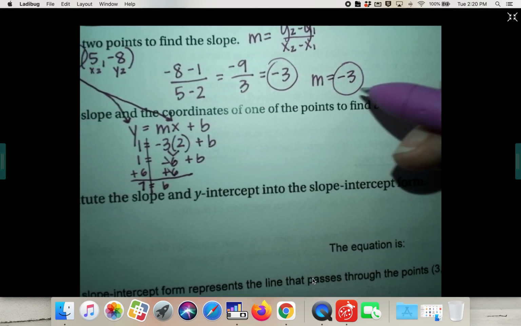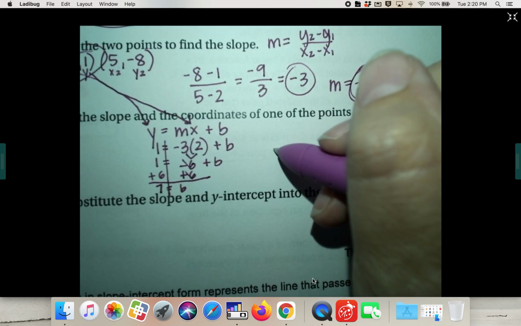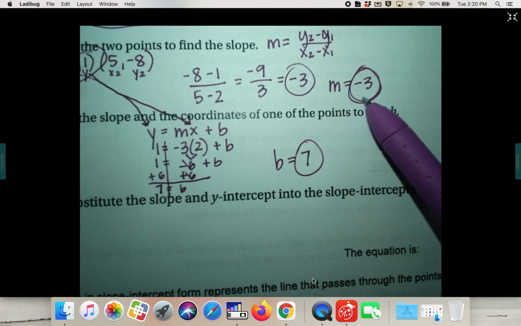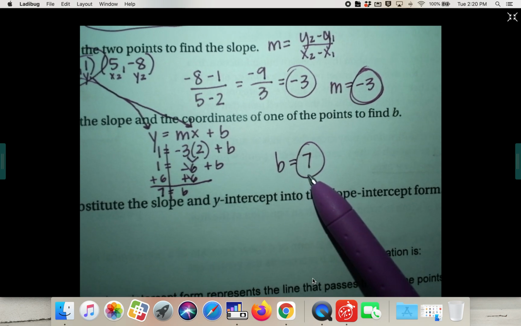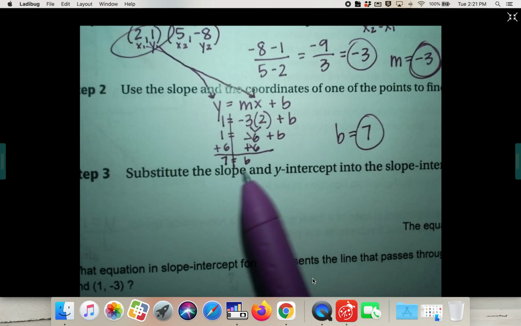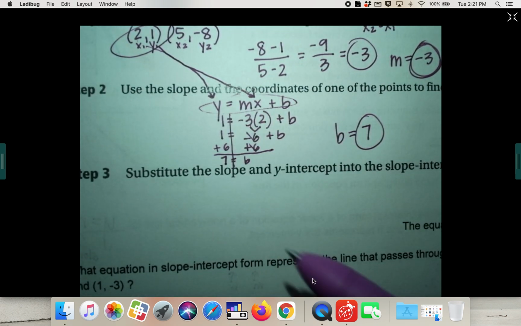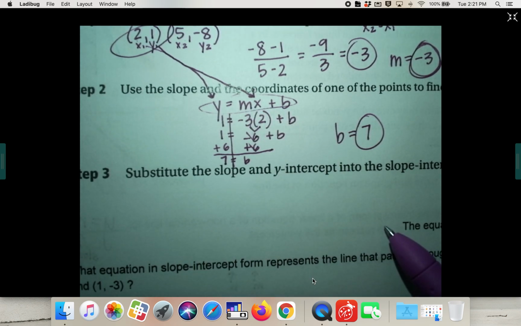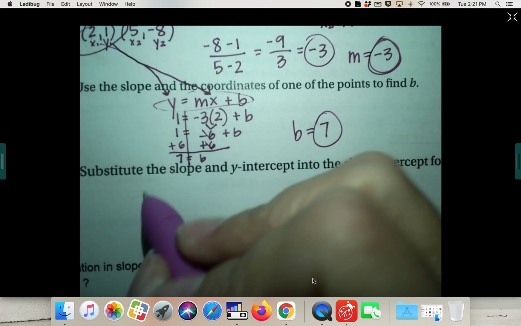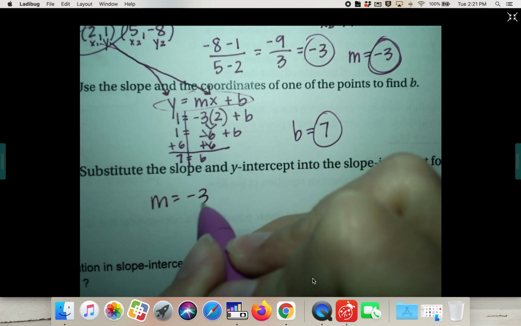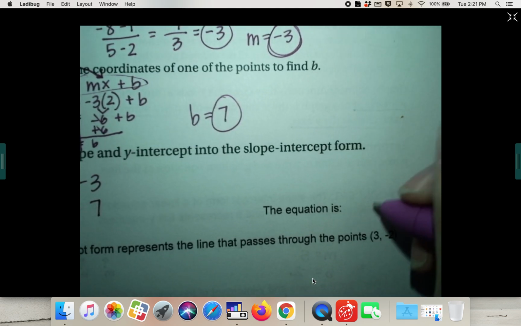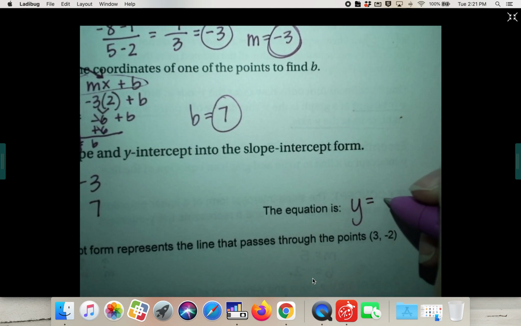All right, so I have my m, which is negative 3, and now I have my b, which is positive 7. And if I know my m and I know my b, I can put it all together in a slope-intercept form equation and plug in my b and my m. So substitute m for negative 3 and b for 7, and that would be y equals negative 3x plus 7.